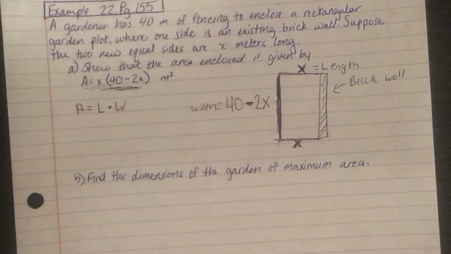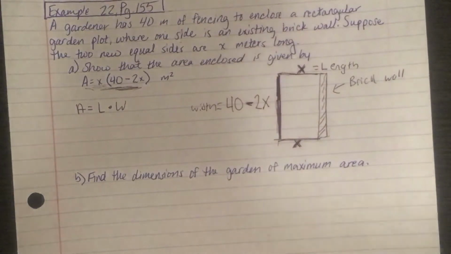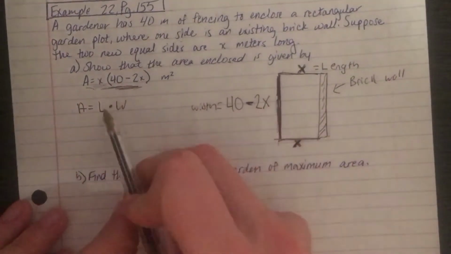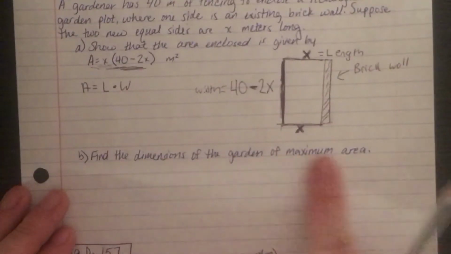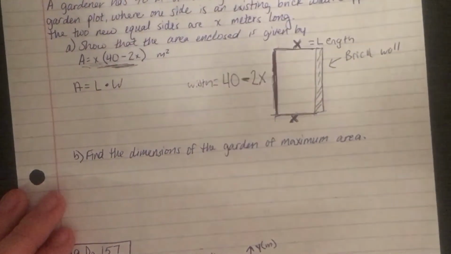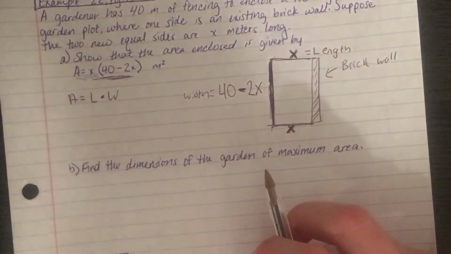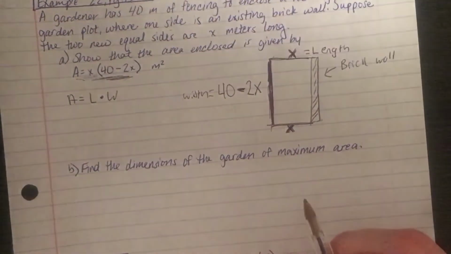And so now, given that, we want to go and find the maximum area, because if we've got a certain amount of fencing here, we want to make sure that we are giving ourselves the most amount of space for a garden.